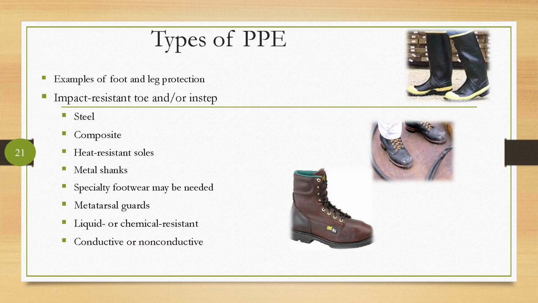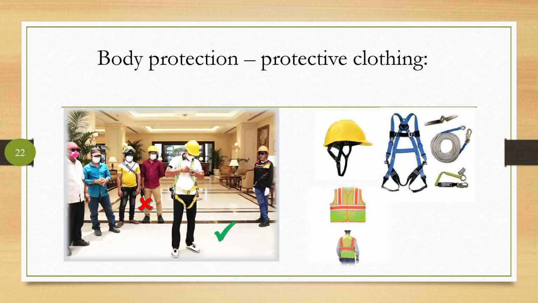21. Examples of foot and leg protection. Impact-resistant toe and/or instep, steel toe and composite materials, heat-resistant soles, metal shanks. Specialty footwear may be needed. Metatarsal guards, liquid or chemical-resistant options, conductive or non-conductive footwear. 22. Body protection, protective clothing.